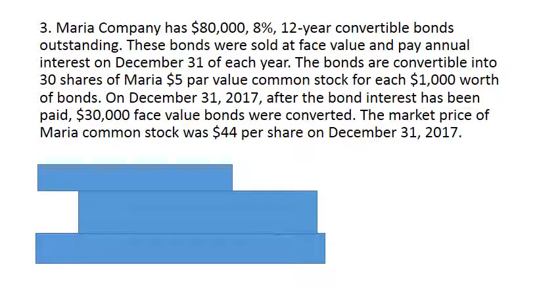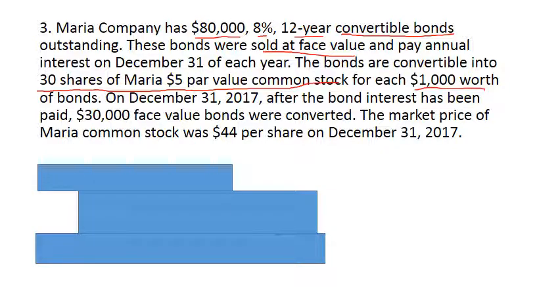Okay, now this third one, we have a conversion. So we have convertible bonds outstanding. That means we're going to change the bonds into stock. So we have $80,000 of bonds. They're 8% 12-year bonds. So the bonds were sold at face value. So there's no premium, there's no discount. They're paying interest on December 31st. They're convertible into 30 shares of $5 par common stock for every $1,000 of bonds.